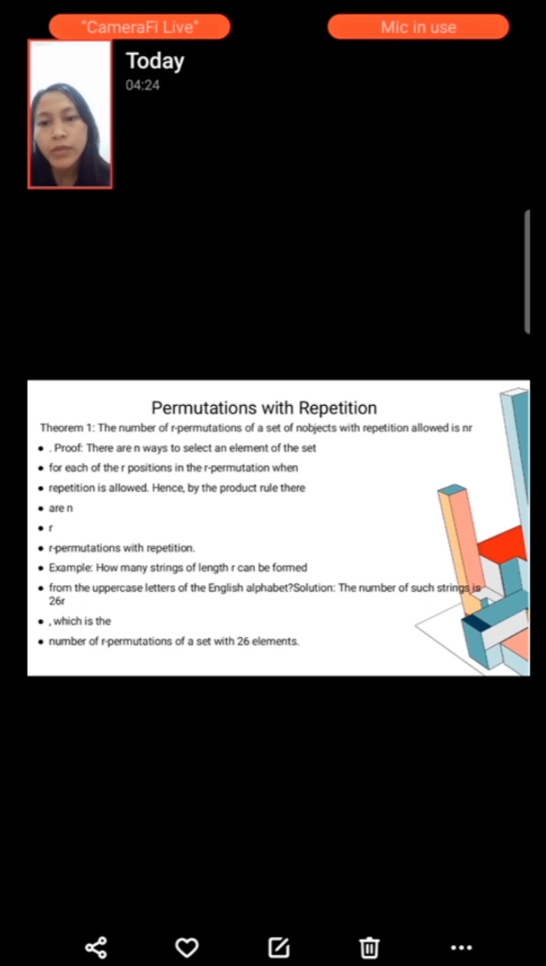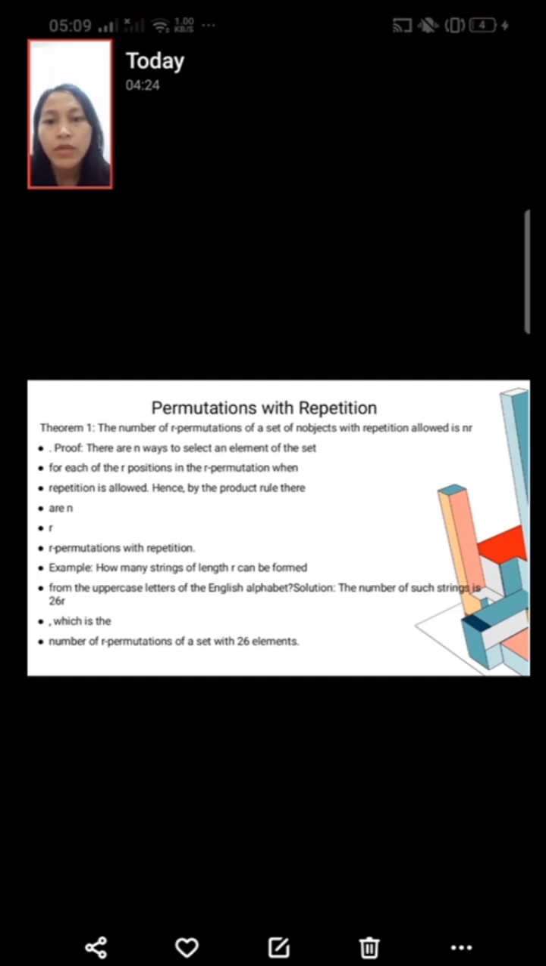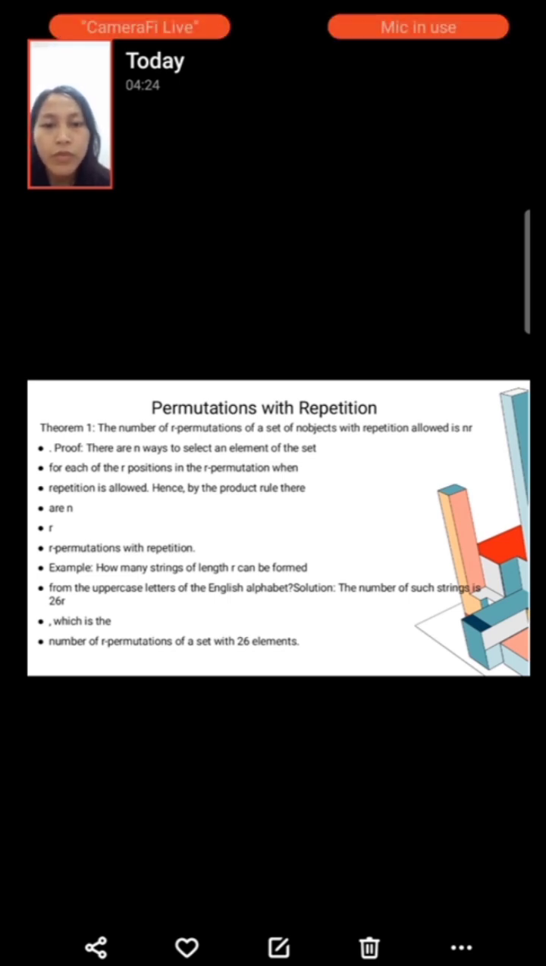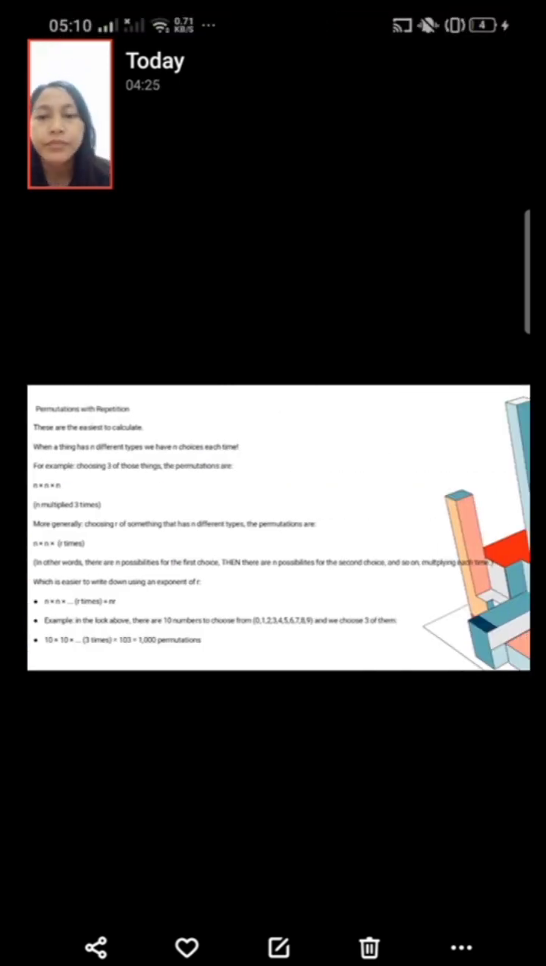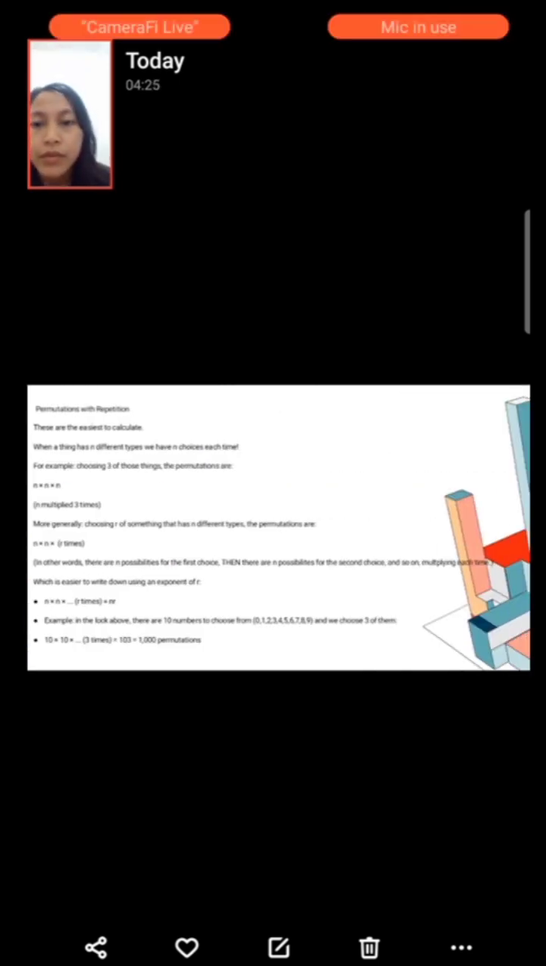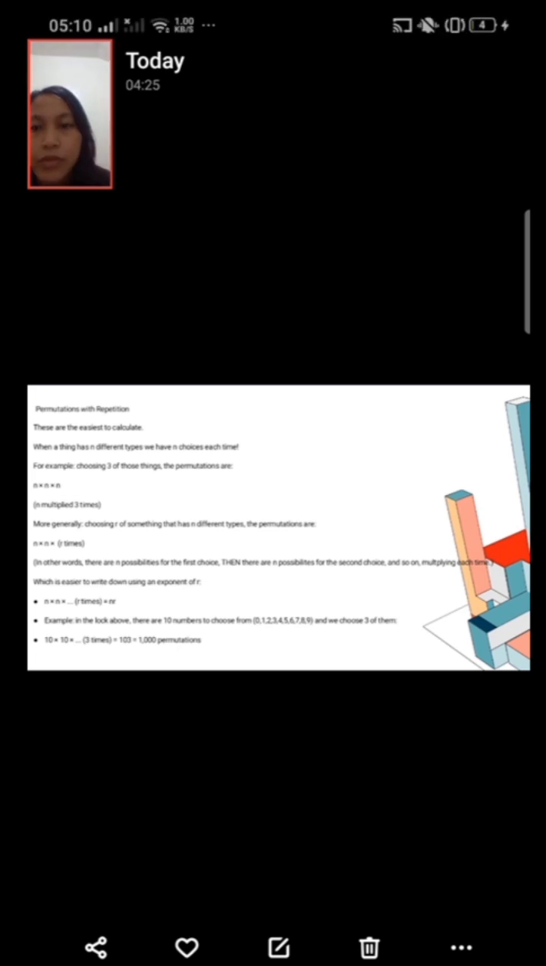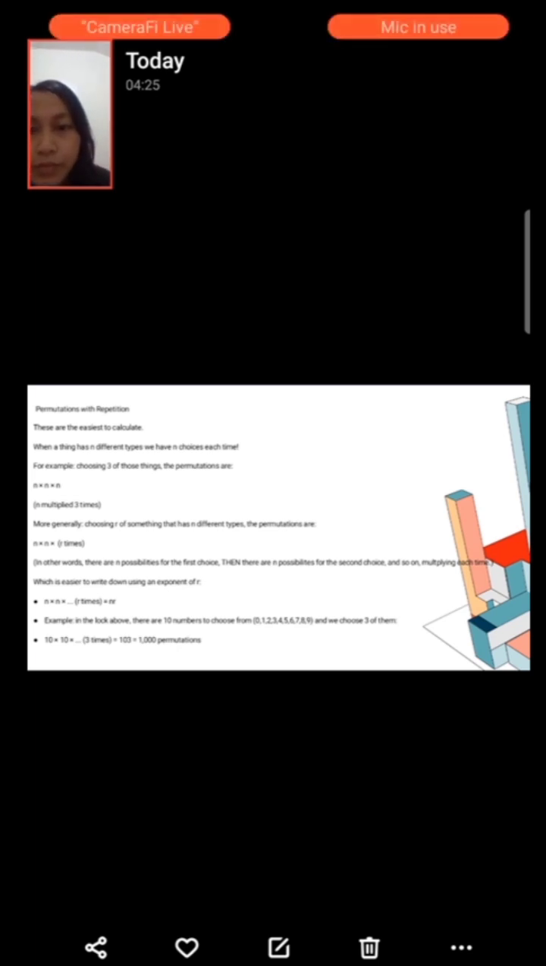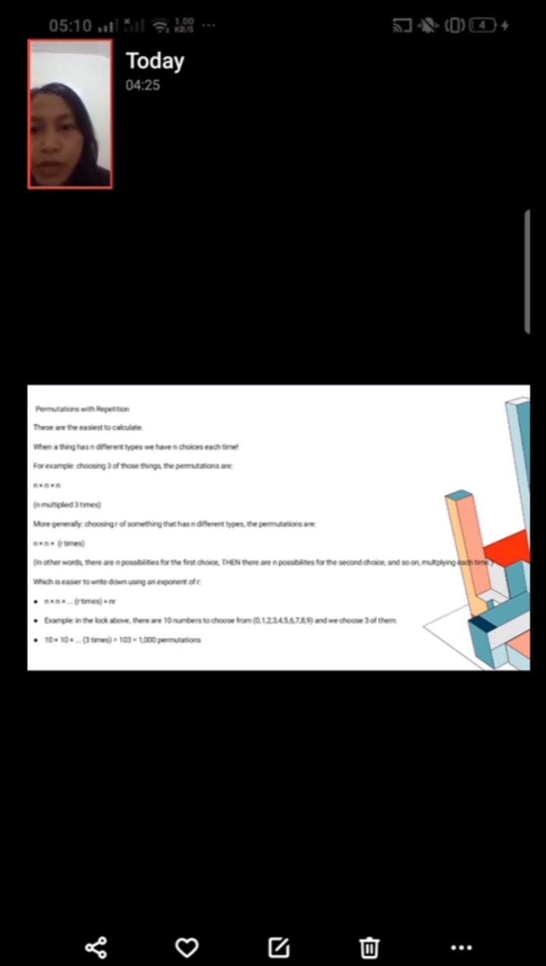For example, how many strings of length r can be formed from the uppercase letters of the English alphabet? And the solution here: the number of such strings is 26^r, which is the number of r-permutations of a set with 26 elements. So these are the ways to calculate.